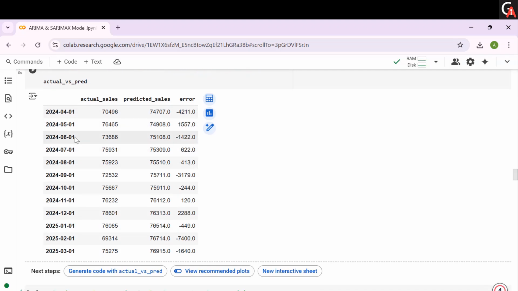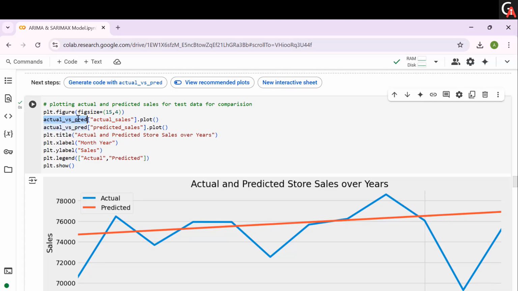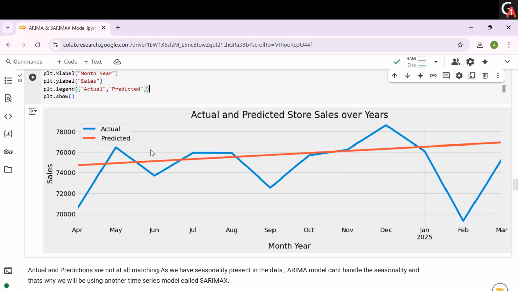So what we'll do is we'll try to see the actual and the predicted sales visually. For that I have plotted these two series separately, and we'll see the results now. So you can see that this is the chart that we have. On the x-axis we have the month and year, starting from April 2024 and ending in March 2025, and on the y-axis we have the sales. This blue line indicates the actual values of the sales, that is the actual testing data that we were given, and this red line indicates the predicted values of the sales. So here if you look carefully, our ARIMA model has not predicted the values correctly.